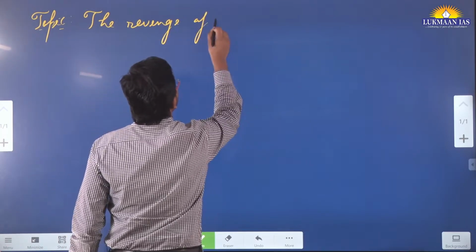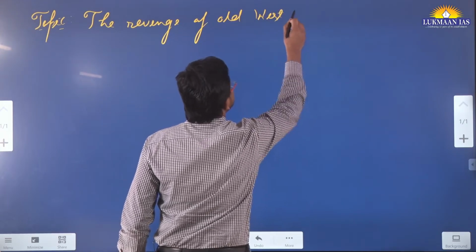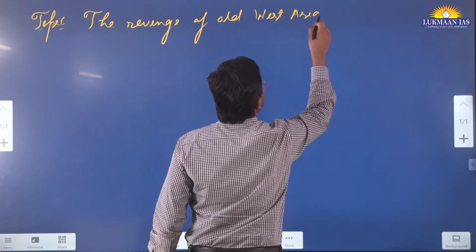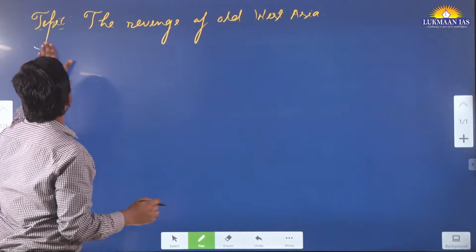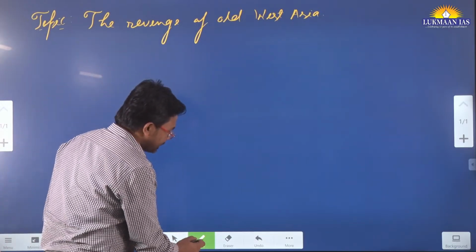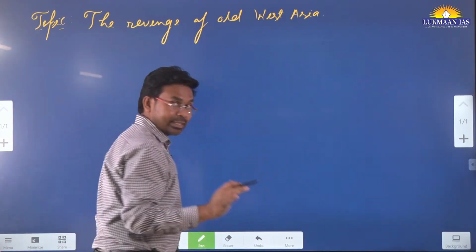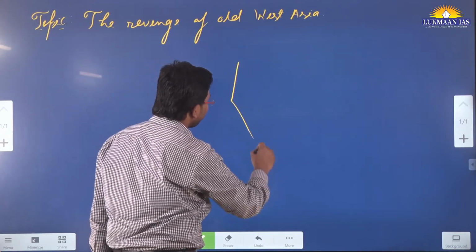The revenge of old West Asia. So before we go into this topic, we need to understand in which context we are reading this article, right? So to understand the context, let us quickly understand a map. Okay, we are going to draw a map.